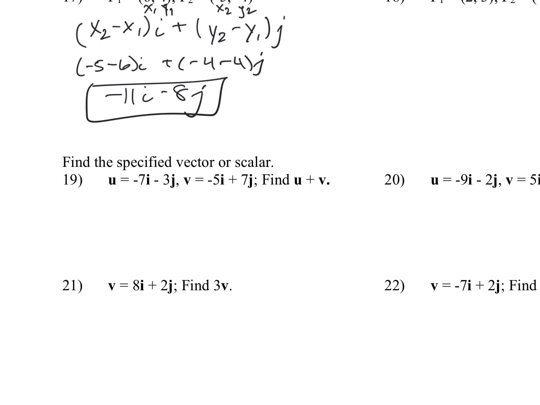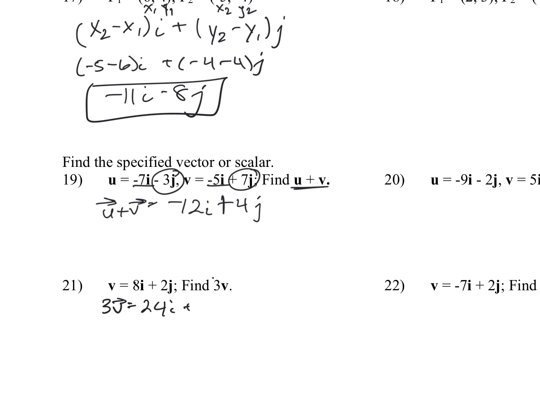And then for these, it's really just combining like terms. So u plus v vector, add the i components. So negative 7, negative 5, negative 12i. Add the j components, negative 3, positive 7, minus 4. Same thing with subtraction, you just subtract the components. Actually, that should be positive 4, sorry. Scalars, just multiply like distributing. Again, nice and easy. So 8 times 3, 24i. 2 times 3, 6j. Done.